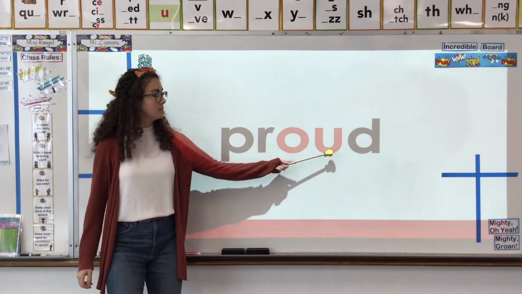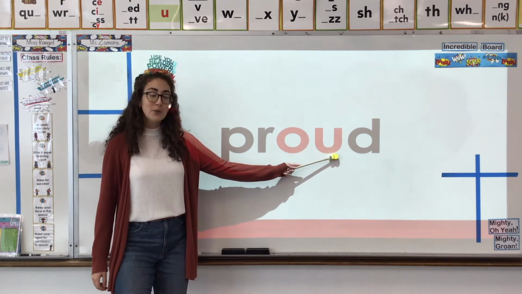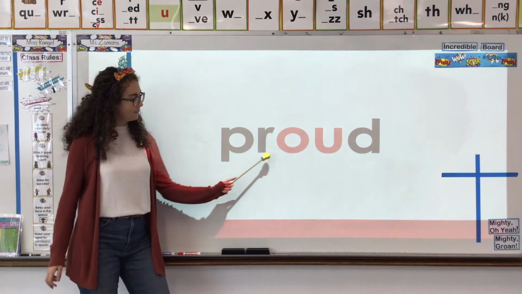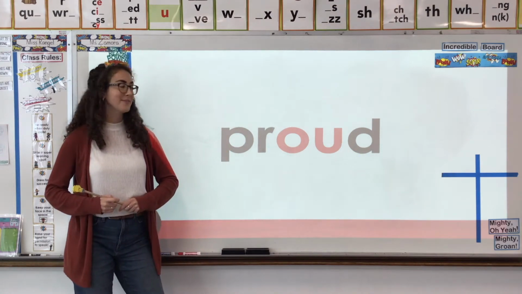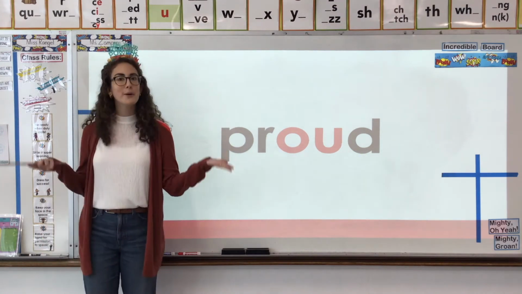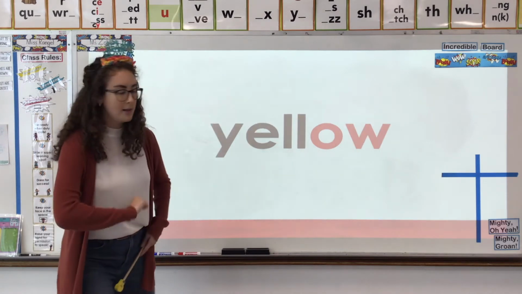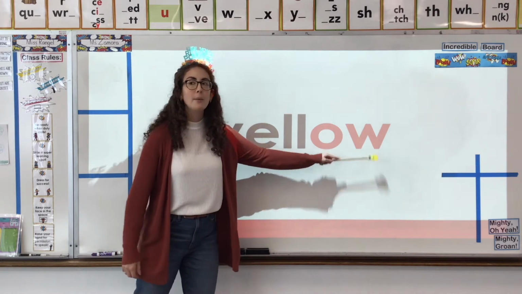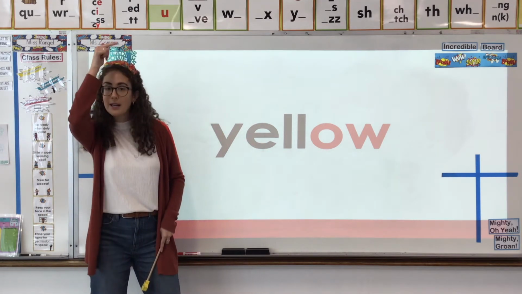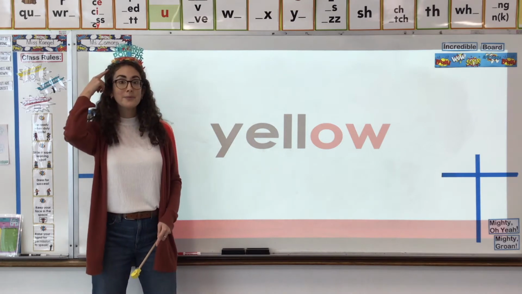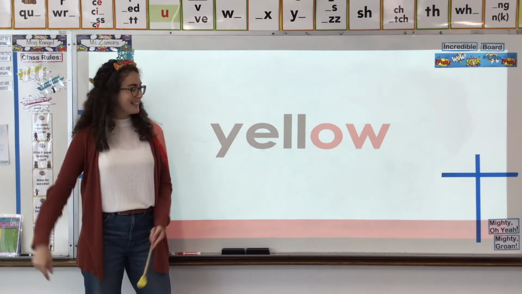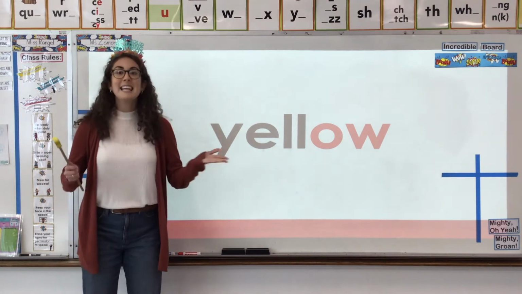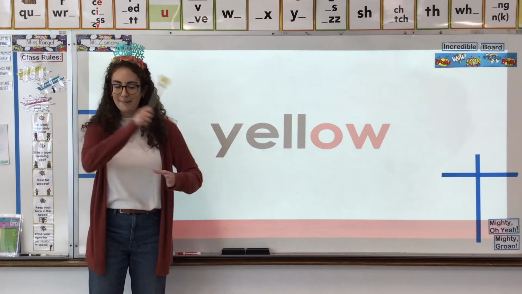We see OU says ow. So the word is proud, to be proud of yourself. And what do we see? OW at the end of a word says O. So the word is yellow, the color yellow. Good job.